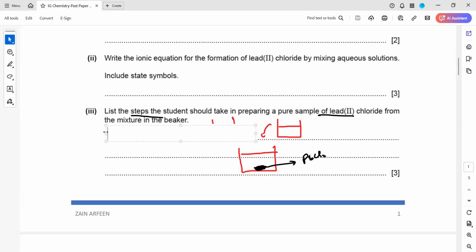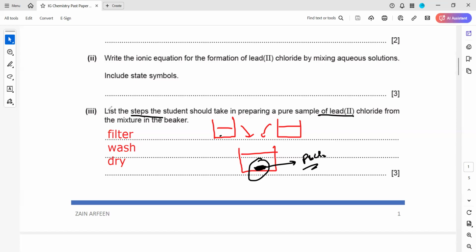He should filter, to remove the insoluble lead 2 chloride. Then he should wash with distilled water, and then he should dry with a tissue paper or a filter paper. So the insoluble salt is prepared by mixing the two soluble salts. When we have an insoluble salt, we just filter it first. That will be the residue.